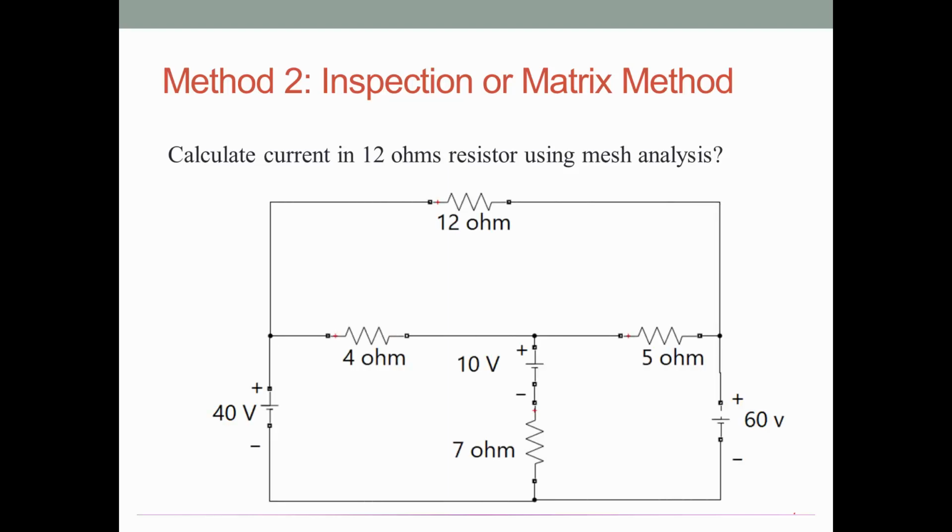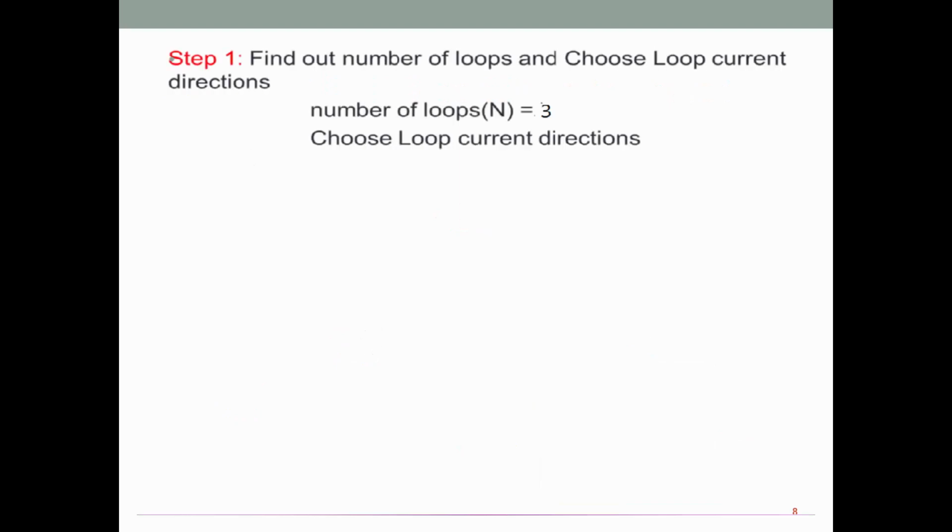Coming to the second method, the inspection method or matrix method. I am choosing the same problem, the 12 ohm resistor current I need, using mesh analysis. Once again, I am choosing the same circuit. Step number 1 here, find out the number of loops and choose the loop current direction. How many loops are there?